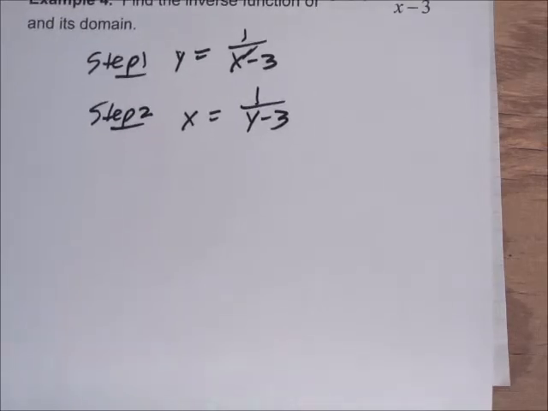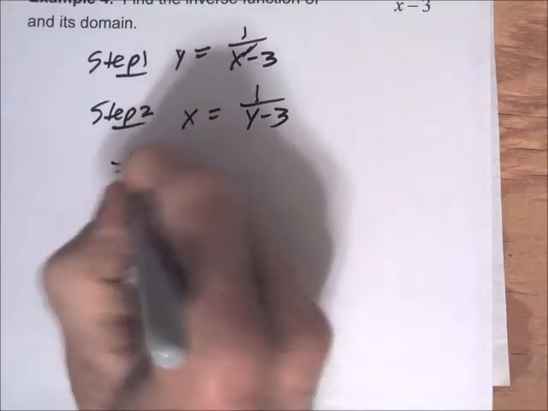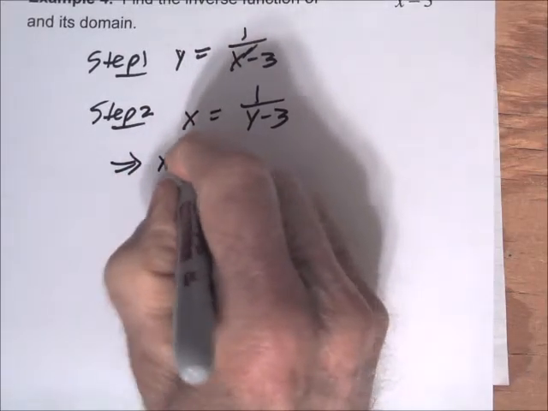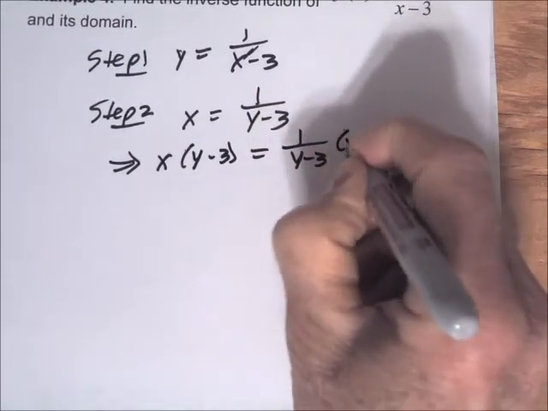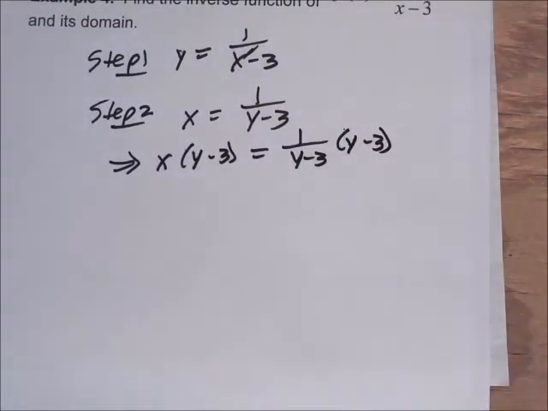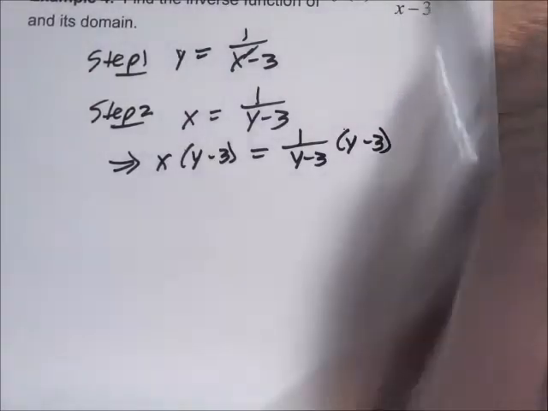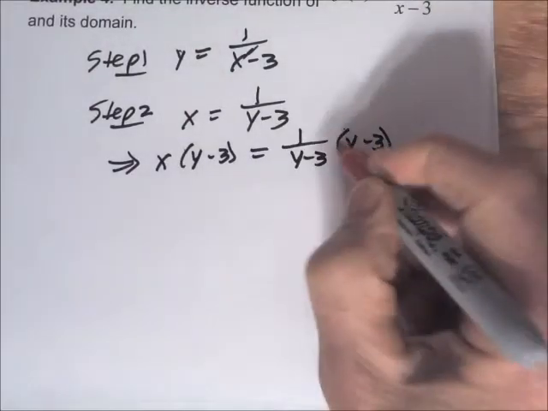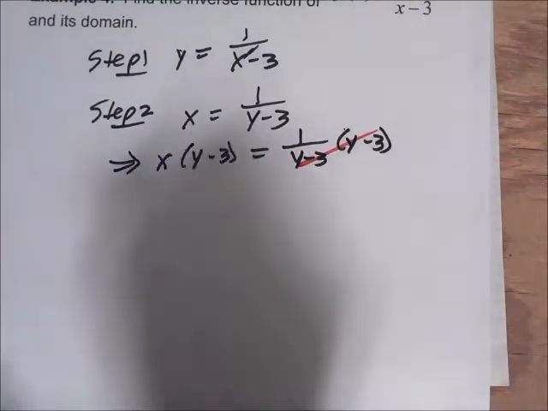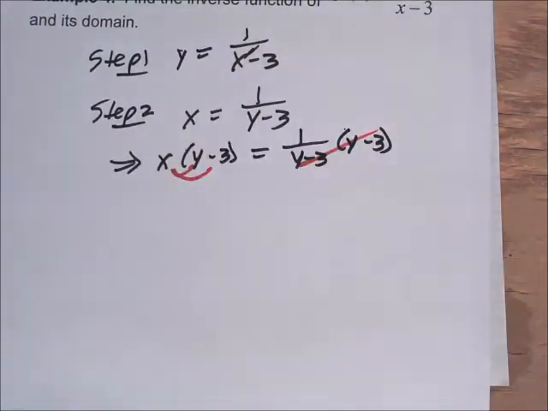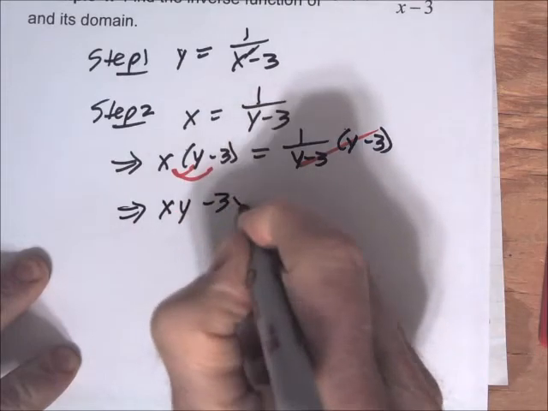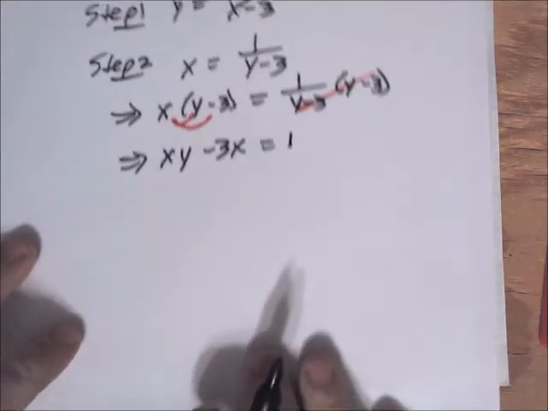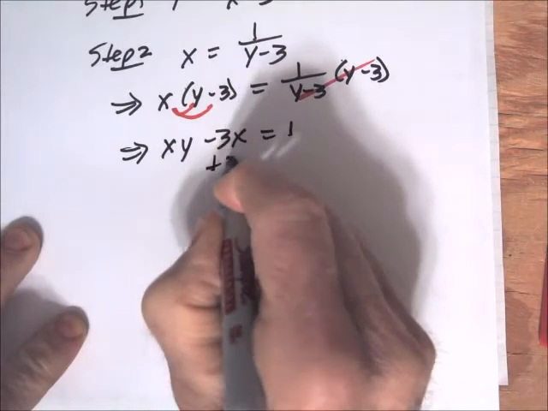We want to get the y out of the denominator, so we can multiply both sides of the equation by the quantity y minus 3 to get that out of the denominator, and those will cancel, and we can distribute the x here, and that will give us xy minus 3x equals 1. And then we want to isolate the y, so we want to add 3x to both sides of the equal sign.